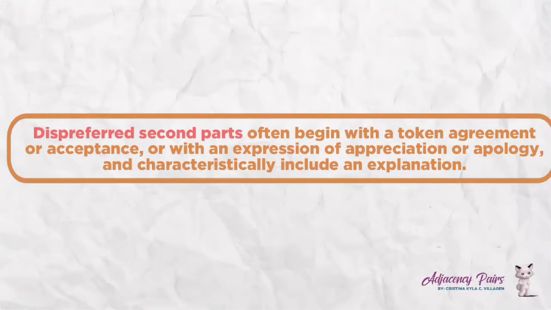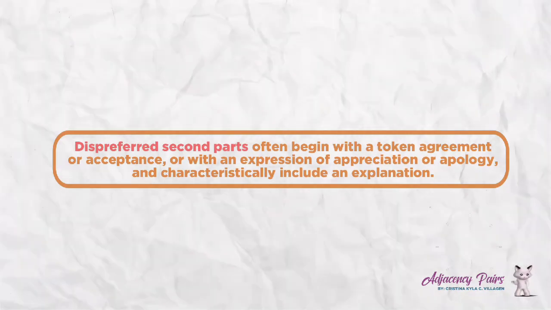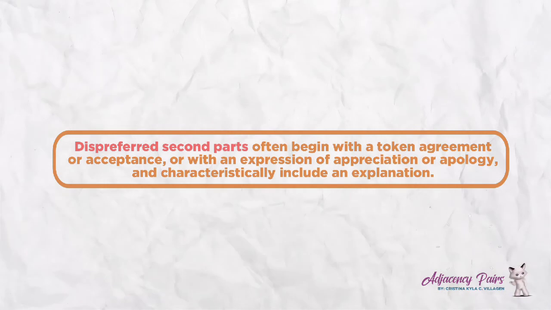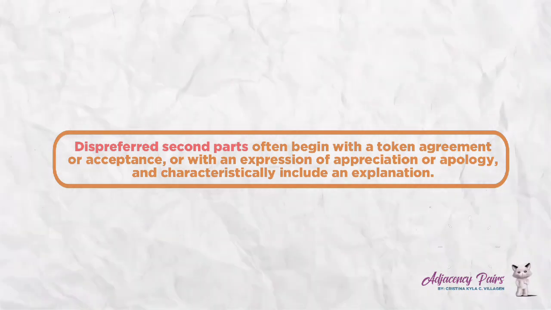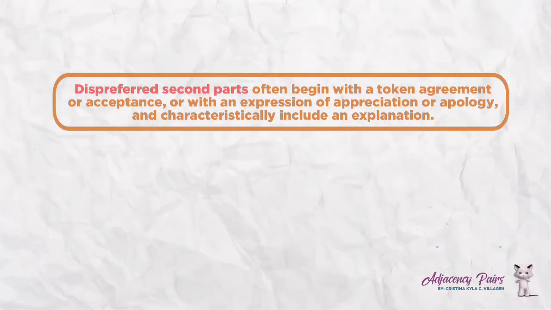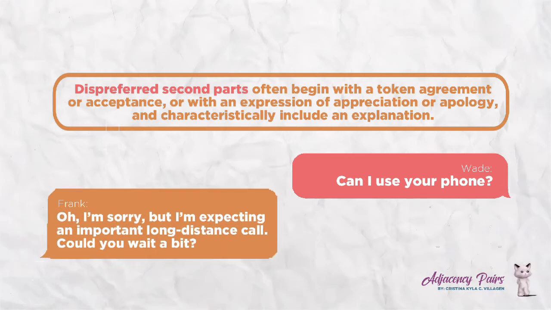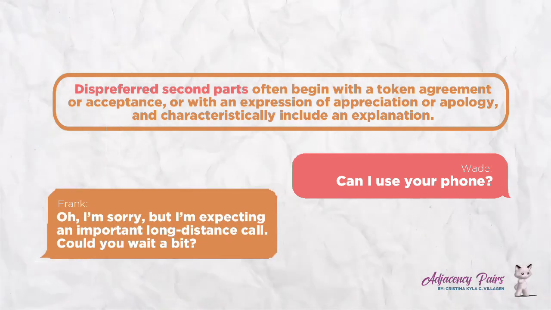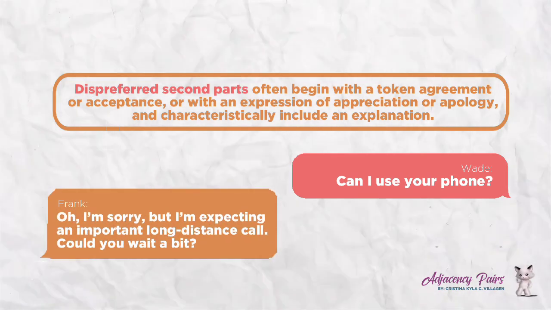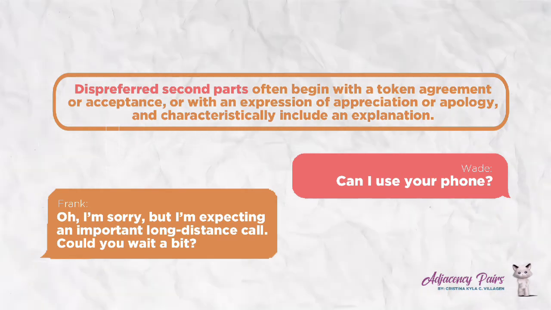Moreover, these dispreferred second parts often begin with a token of agreement or acceptance or with an expression of appreciation or apology and characteristically include an explanation. In this example, Wade tried to borrow Frank's phone but Frank is using it too, so he apologized, then he explained and offered Wade a token of agreement, which is for him to wait until Frank is done using his phone.